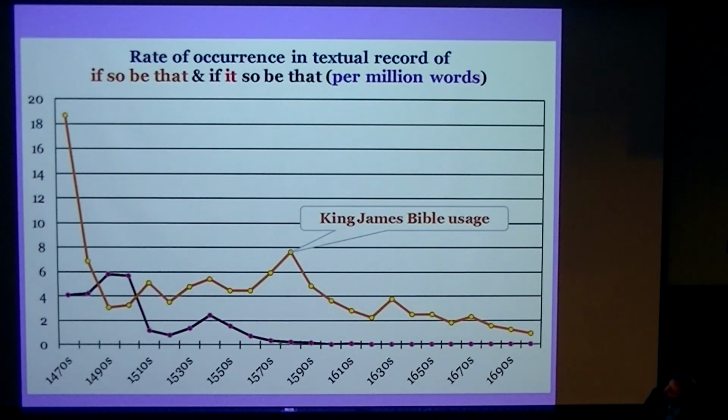Here's the usage of "if so be that" in orange, the King James Bible usage, and "if it so be that," Book of Mormon, in black. You can see virtually the whole time the Book of Mormon usage is lower than the Bible's, and how it goes to zero by the 1600s, essentially. I found 3 in the 1700s, the last one in 1773 in a Dublin magazine, of "if it so be that."